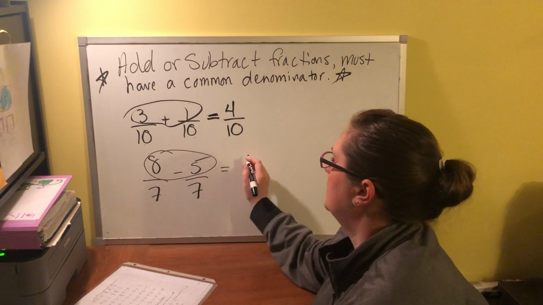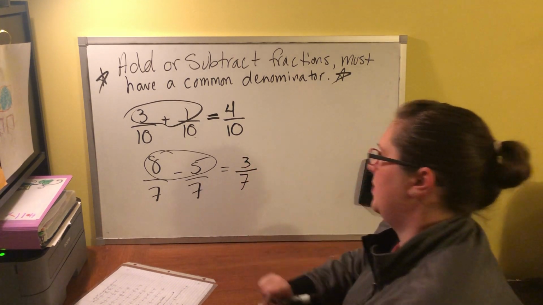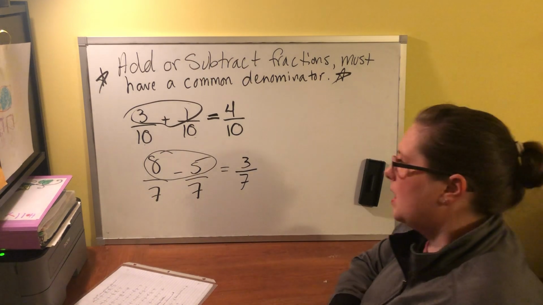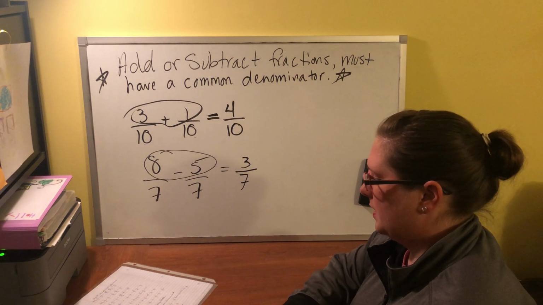So 8 minus 5 gives us 3. It stays over the denominator of 7. You do not add or subtract that denominator. It stays the same. So this answer would be 3/7.